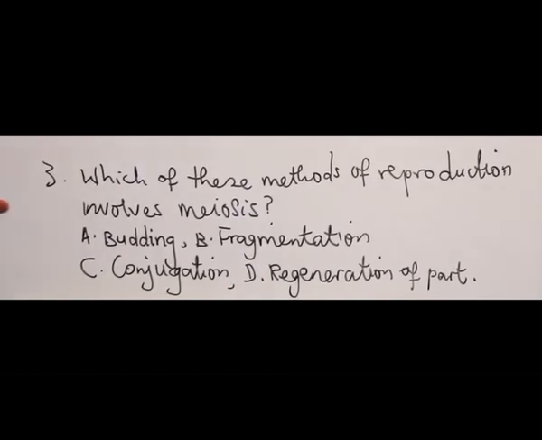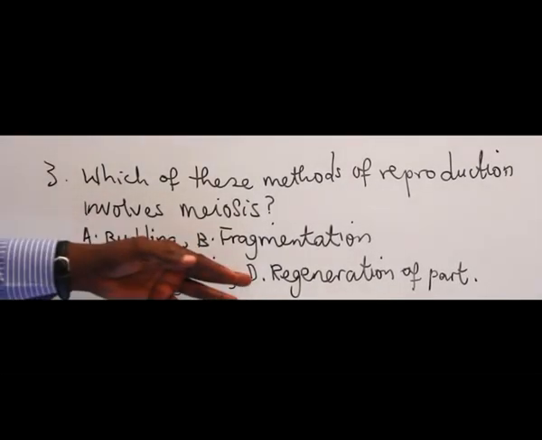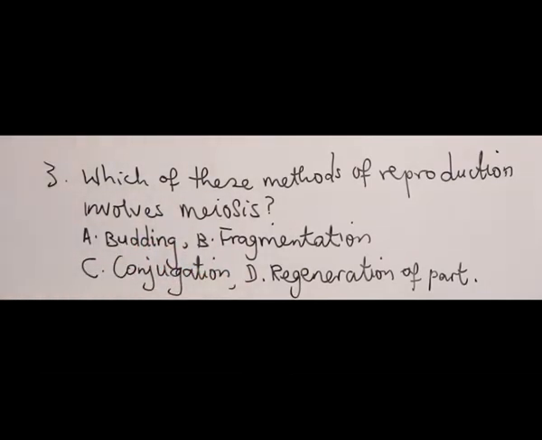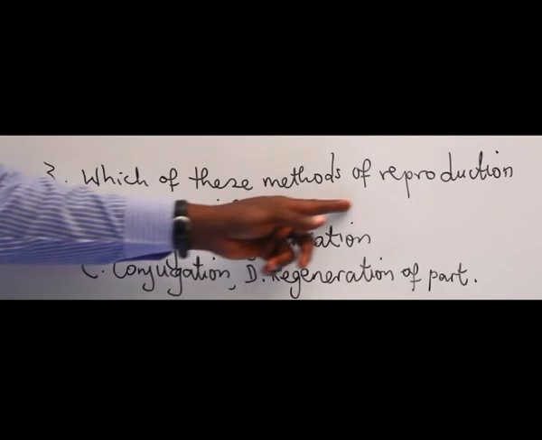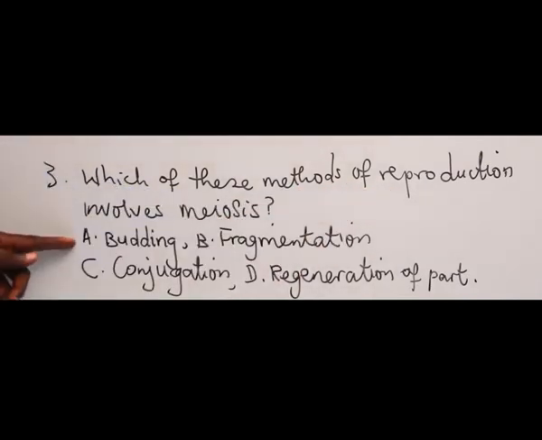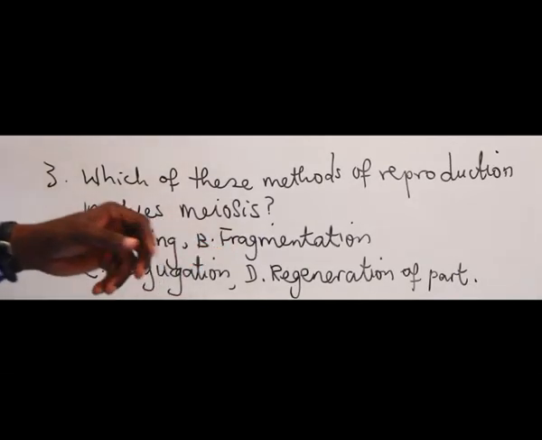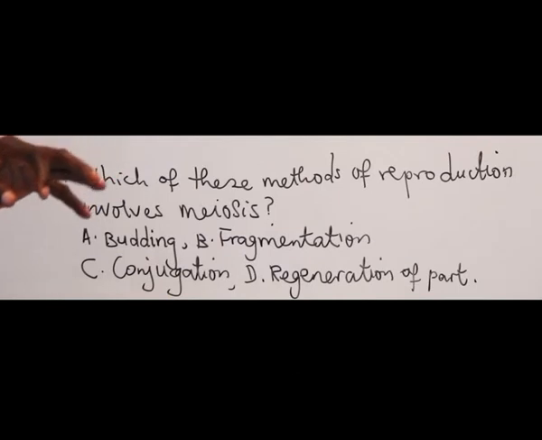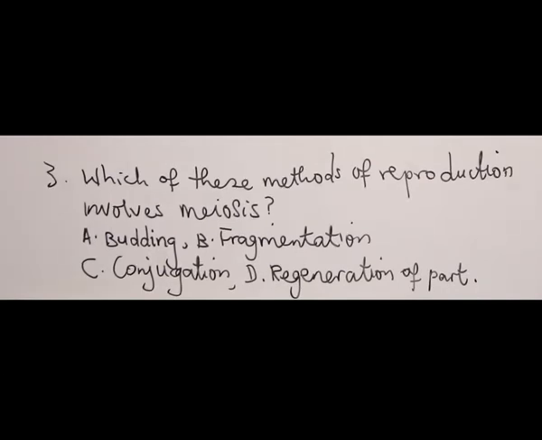Number three, which of these methods of reproduction involves meiosis? This question is asking you which of these methods of reproduction will involve gamete production and the union of opposite gametes, because meiosis will lead to production of gametes. Now, we have A, budding. Budding is an asexual method of reproduction. B, fragmentation, is when a filamentous organism breaks into two or more fragments, and each fragment becomes an individual.